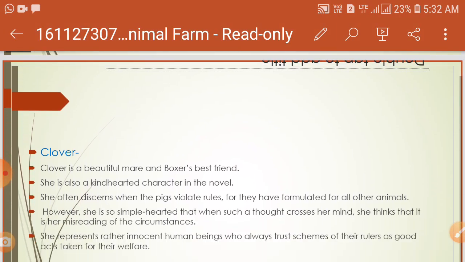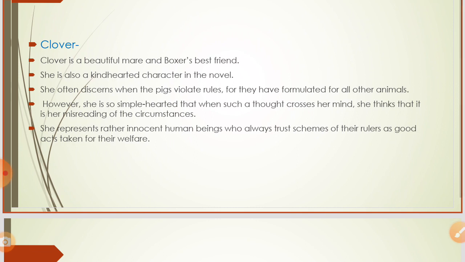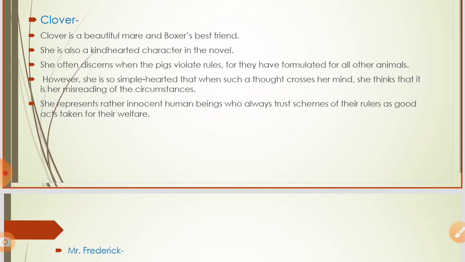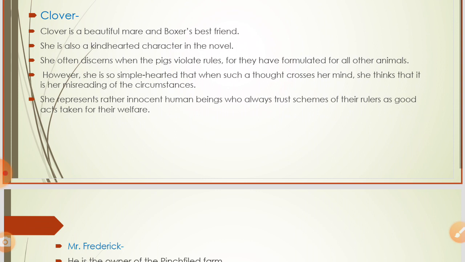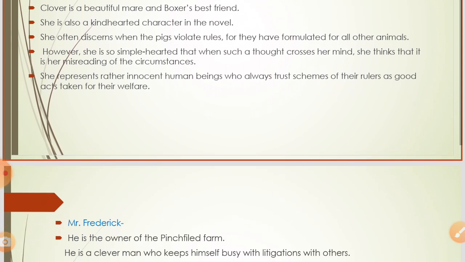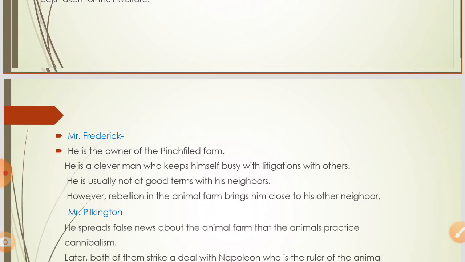Clover. Clover is a beautiful mare and Boxer's best friend. She is also a kind-hearted character in the novel. She often discerns the falsehood behind the pigs' moral rules, which they have formulated for all other animals, but this is seen rarely. However, she is so simple-hearted that when such a thought crosses her mind, she thinks that it is her misreading of the circumstances. She represents rather innocent human beings who always trust the schemes of their rulers. Yes, she is innocent and believes whatever others say, as good as taken for their welfare.